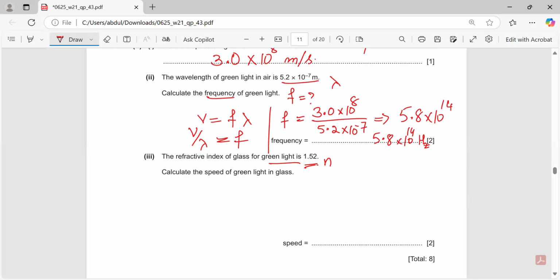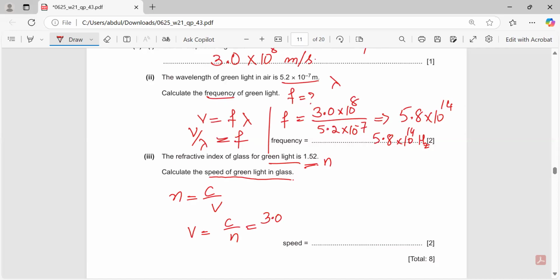Calculate the speed of green light in the glass. So these are formula questions. n is equal to c over v. n is for refractive index, c is for the speed of light in the air, and v will be the speed of light in glass. So making v as the subject of the equation, c over n.